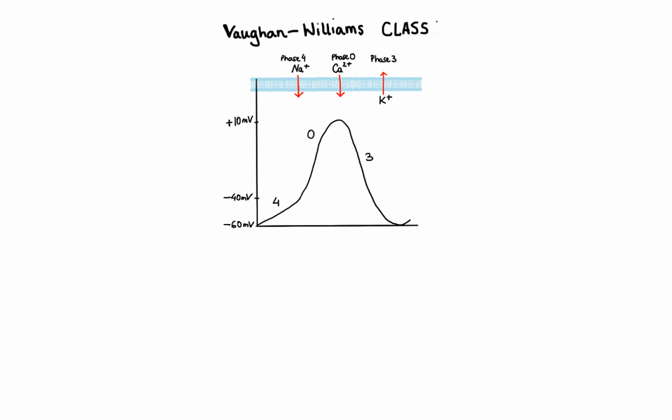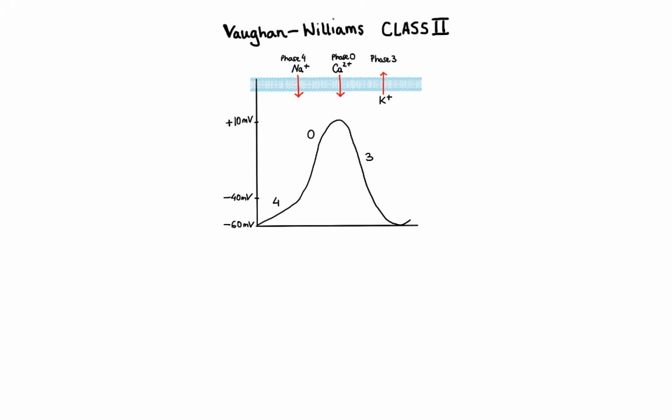Now let's move on to class 2 antiarrhythmic drugs. So agents in this class act on the beta-1 receptors, preventing the action of catecholamines on the heart. So class 2 agents are simply beta blockers.